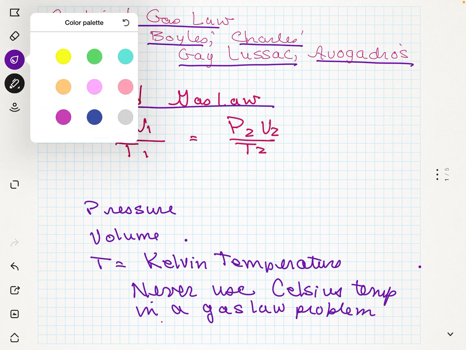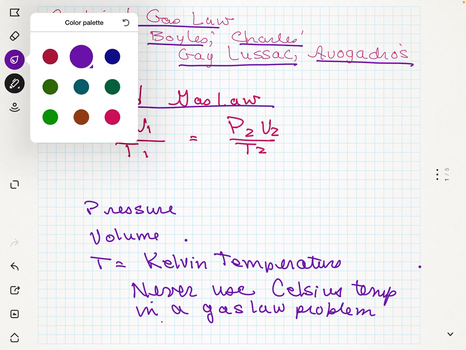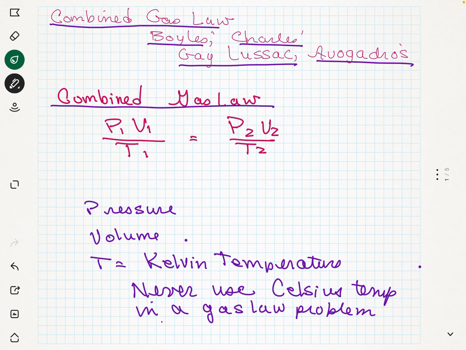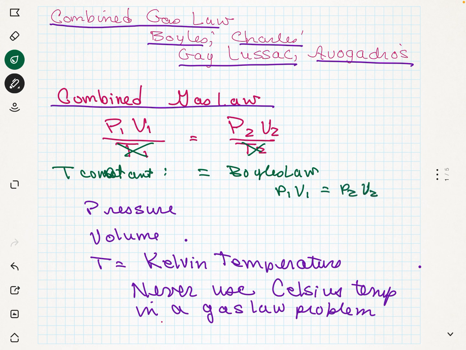Now, let's consider, I'm going to use a green here. If I hold temperature constant, if T is constant, we can cross out these T's and we end up with Boyle's law, which will be P1V1 equals P2V2. And I'll talk more about that in an upcoming slide.